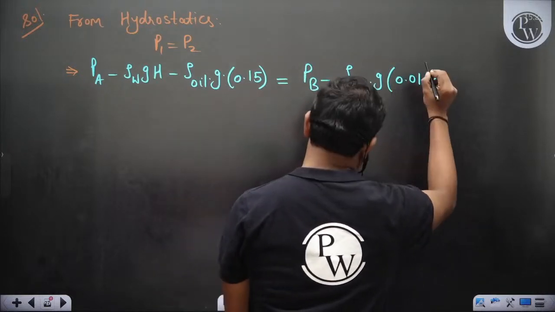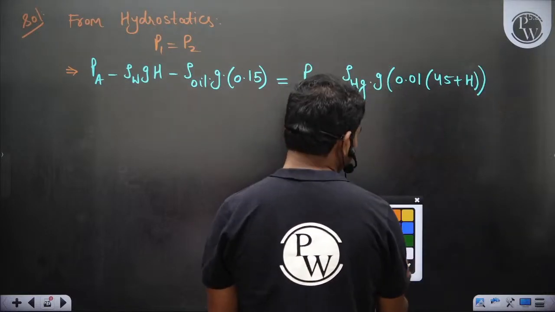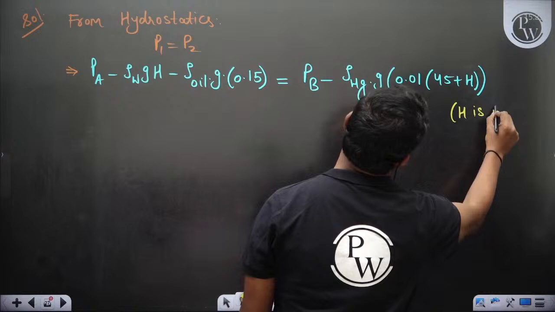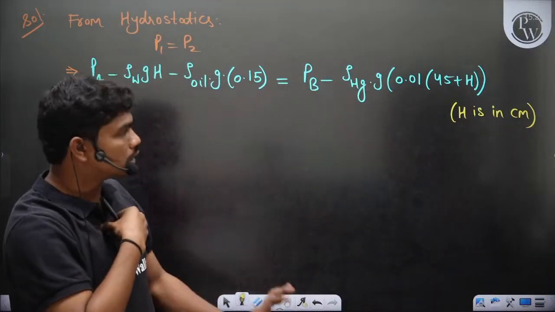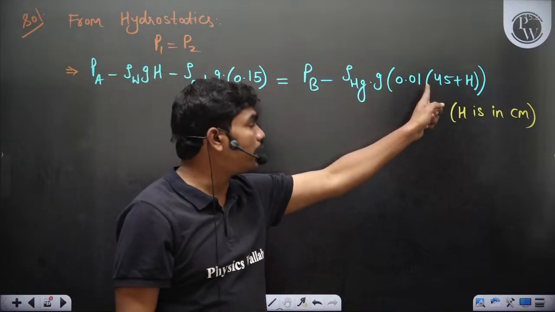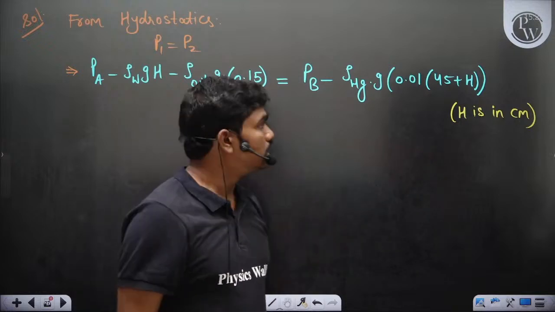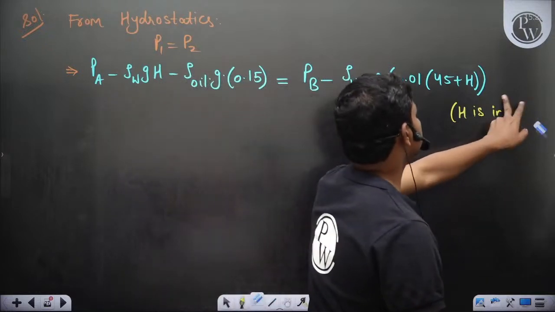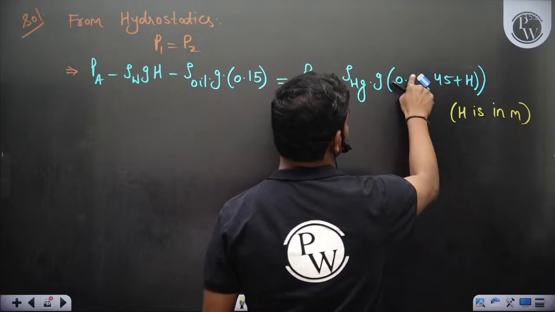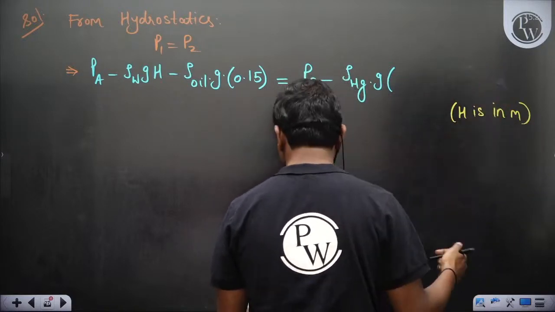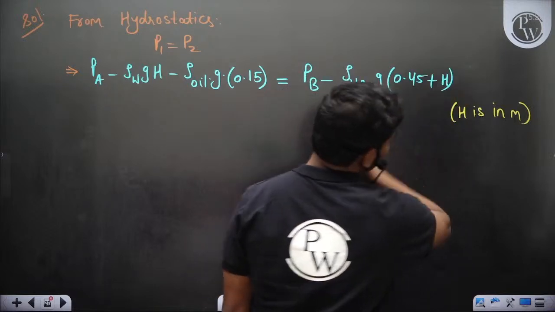So 0.01 into 45 plus H, where if you write this equation, H is in centimeters. Or you can also write this equation as 0.45 plus H, and then take H in meters. You can do any of these things. So let's do that way. H is in meters, then directly 0.45 plus H. That's all. Otherwise, one more units conversion unnecessarily. So H is in meters now.